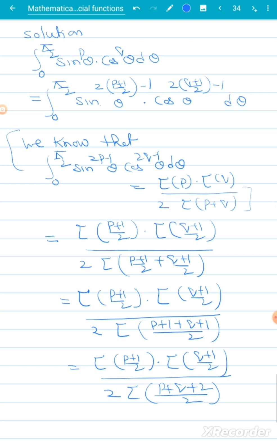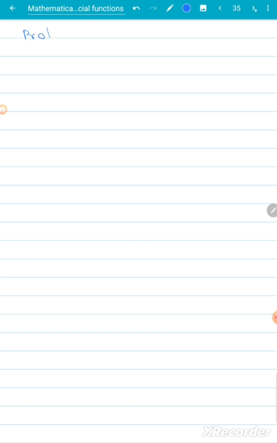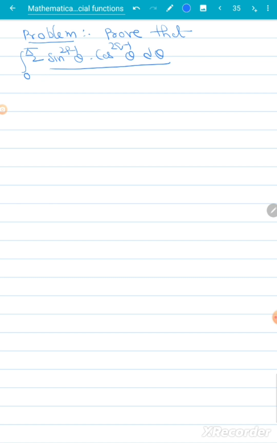Okay. One more problem. Next problem. Prove that integration 0 to pi by 2 sine to the power of 2p minus 1 theta into cos to the power of 2q minus 1 theta d theta by (a sine square theta plus b cos square theta) to the power of p plus q d theta is equal to gamma of p gamma of q by 2 into a to the power of p, b to the power of q, into gamma of p plus q.